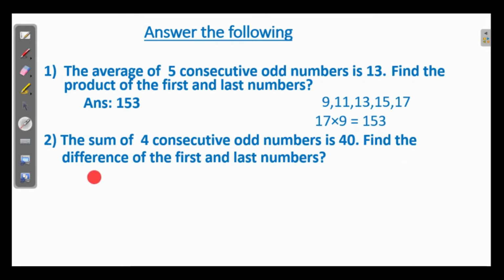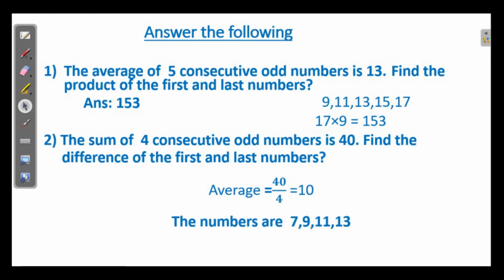The sum of 4 consecutive odd numbers is 40. Find the difference of the first and last numbers. The sum is given. Number of numbers is also given. First, let us find out the average. Average is equal to 40 divided by 4 is equal to 10. Then 10 is the even number in between the two odd numbers. So, the other odd numbers are 9 and 11.